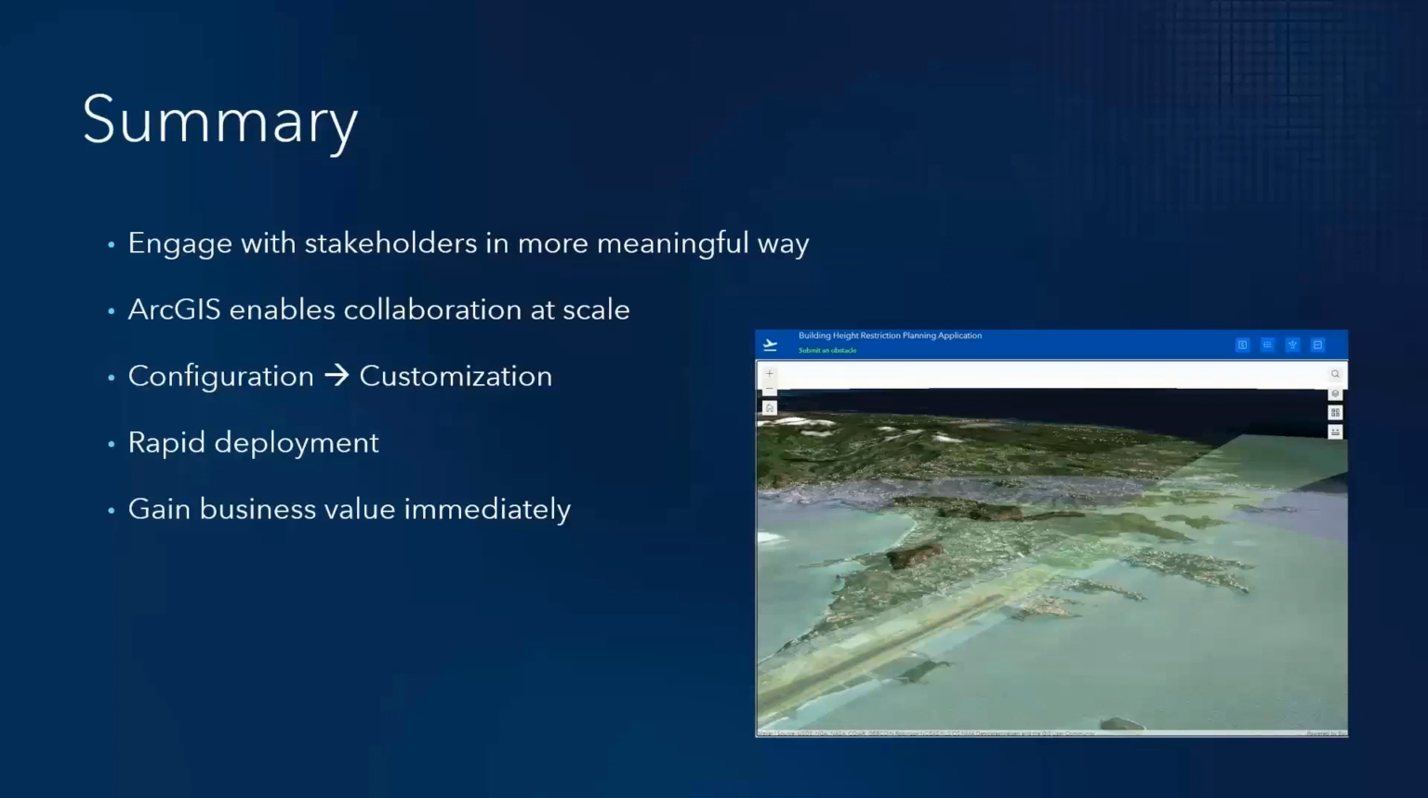It's configurable. You can take that to a customizable state as well if you need to really extend beyond some of the capabilities that we have. So you have access to the APIs, the SDKs that are a part of ArcGIS. This is really what WebGIS is. It is WebGIS at scale. It's collaboration at scale, as we mentioned, the whole configuration all the way through customization. And then being able to deploy these apps quickly really means that you're going to be able to gain business value more immediately as well.